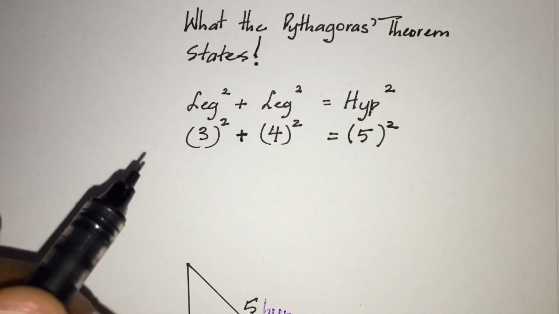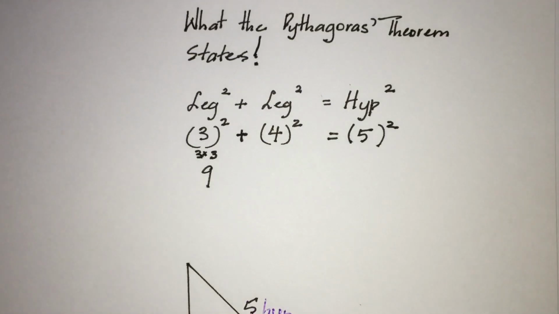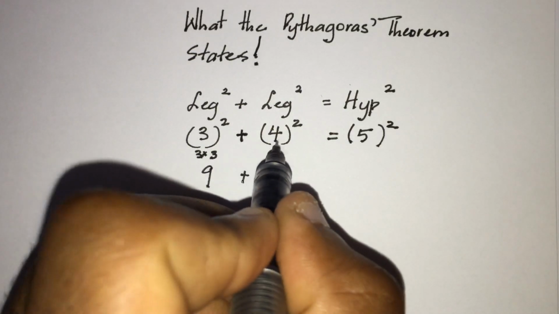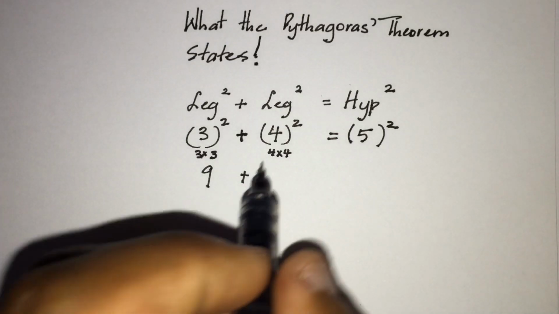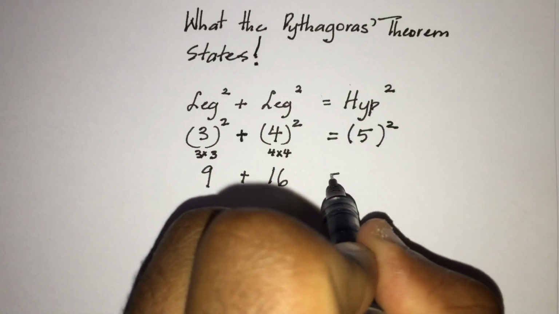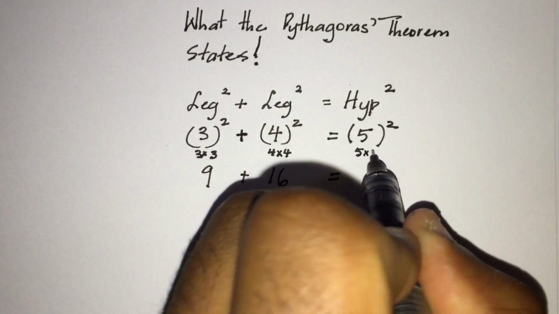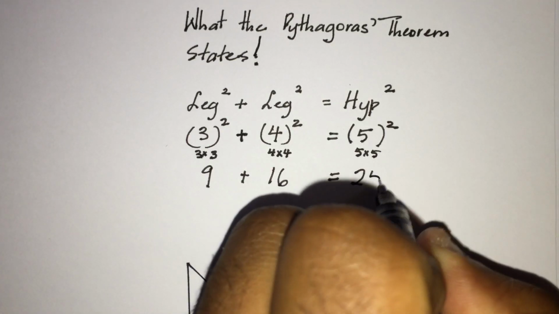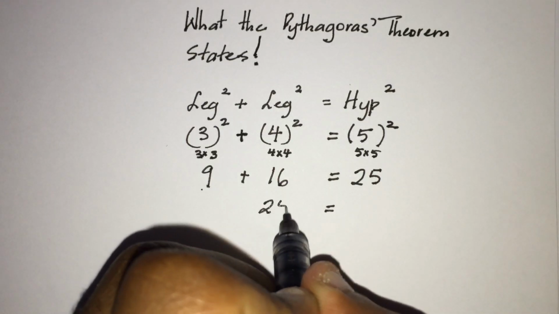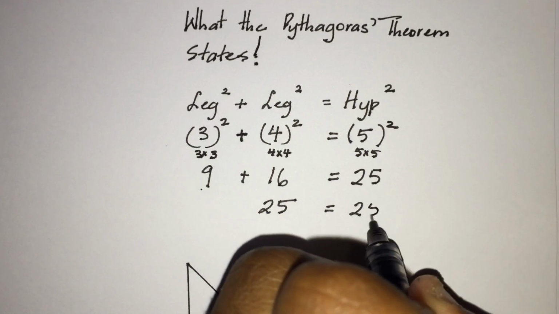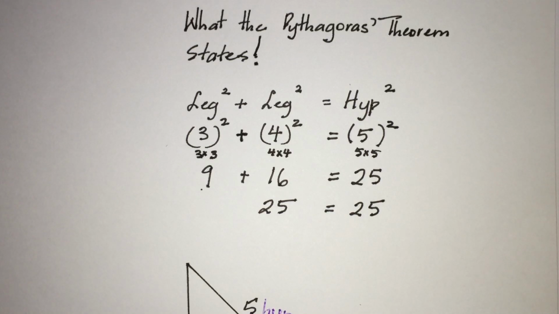So 3 squared is the same as 3 times 3, and that should give us 9. We're going to add to that 4 squared, which is the same as 4 times 4, and that should give us 16. And that is supposedly equal to 5 squared, which is 5 times 5. That works out to be 25. Let's add it. 9 plus 16 is equal to 25, and 25 is just 25. So is 25 the same as 25? Yes.